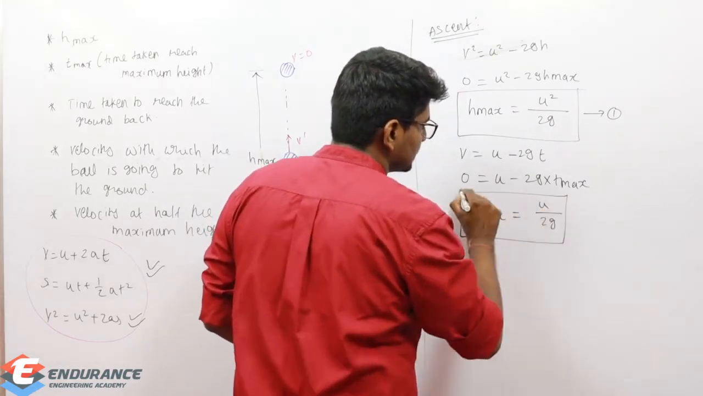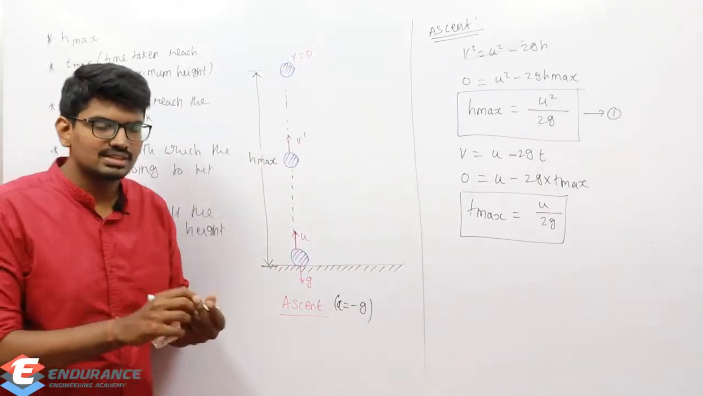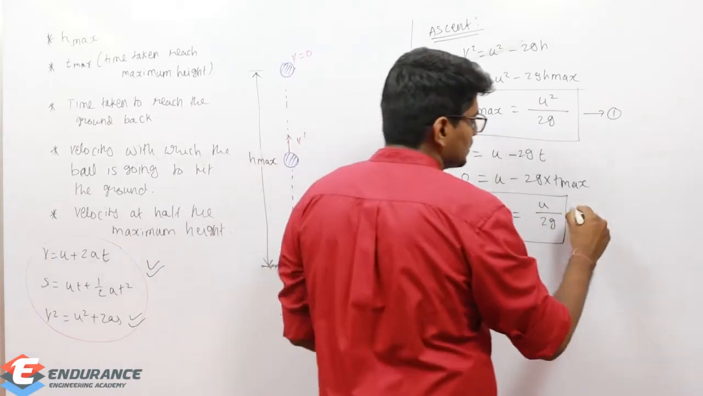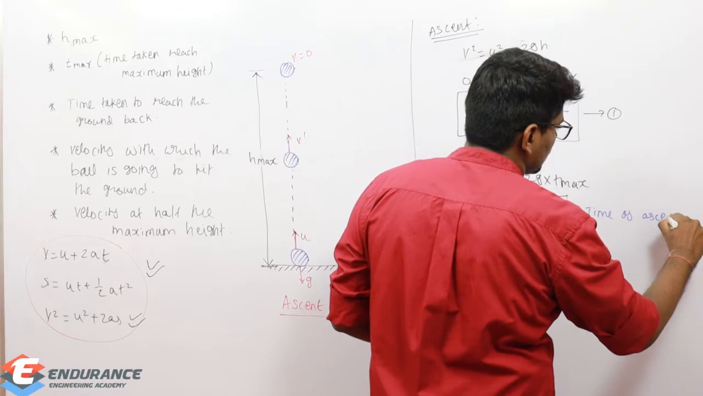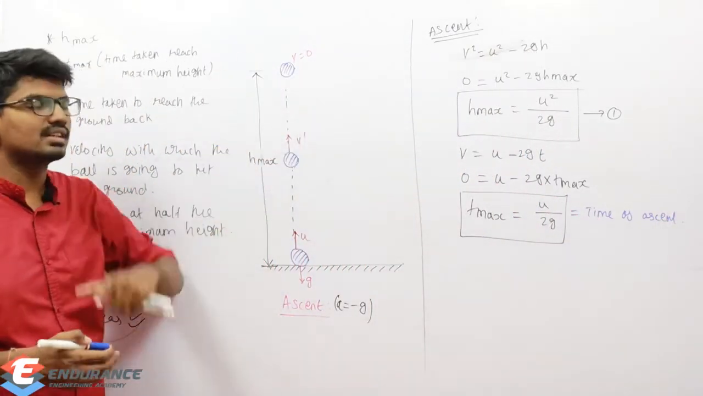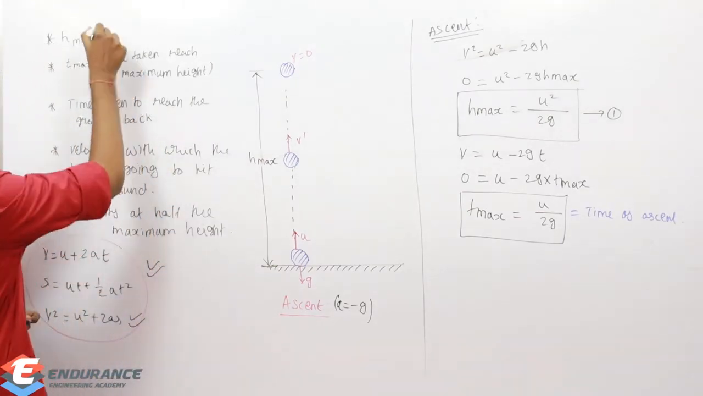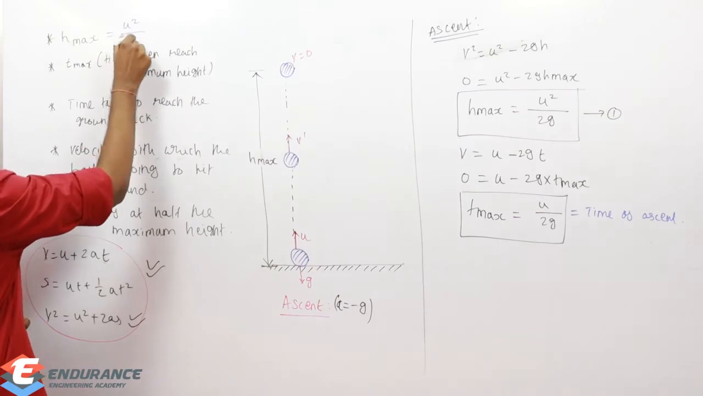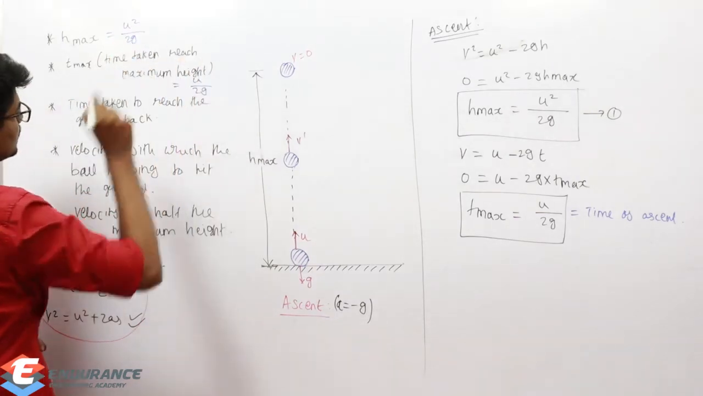So this is the maximum height the ball can reach. This is also called the time of ascent, okay? You can just note it down. Time of ascent. Why is it called the time of ascent? It is the time taken during this ascent to reach the maximum height, right? So we got two answers. H max is u square by 2g, T max is u by g.